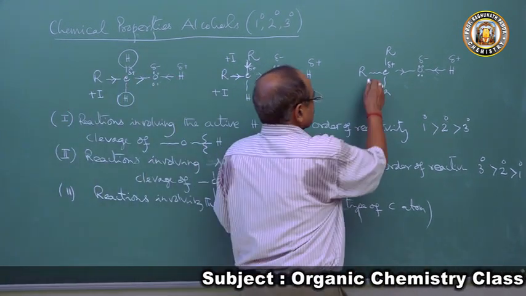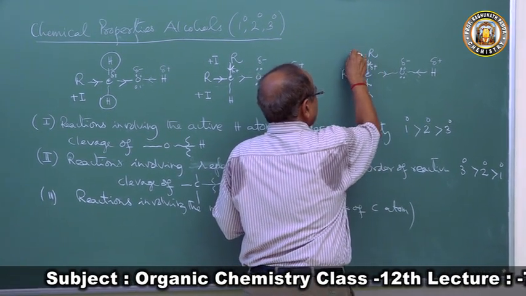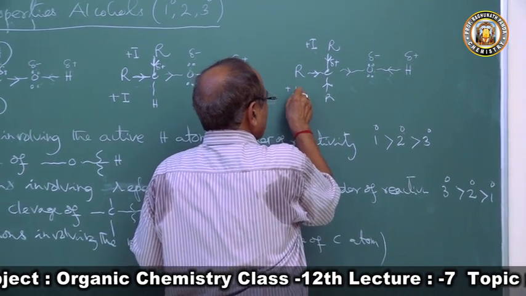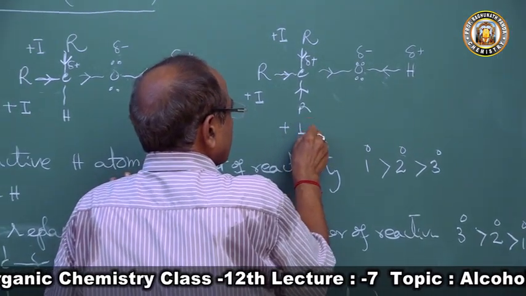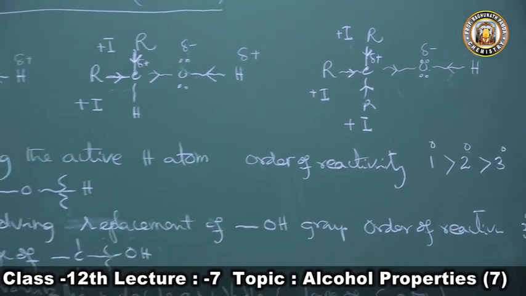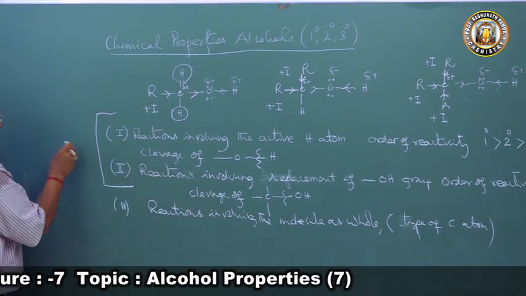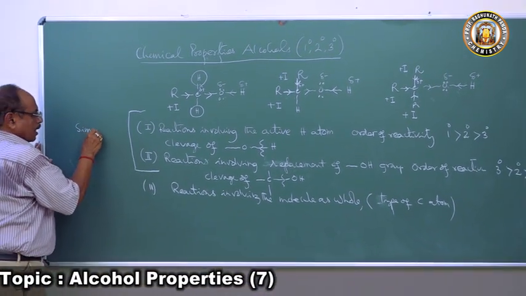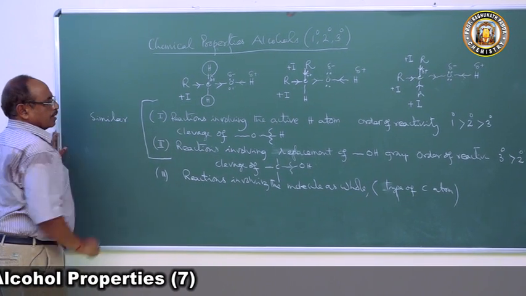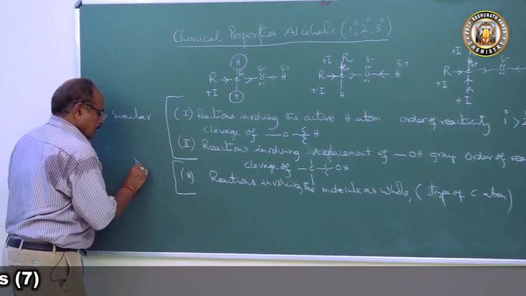Now when you come to the tertiary alcohol, there are 3 alkyl groups. So here the +I effect of 3 groups takes place. Here also the same thing, so they differ. In the first two reactions they exhibit similar properties, and in the third reactions they differ.